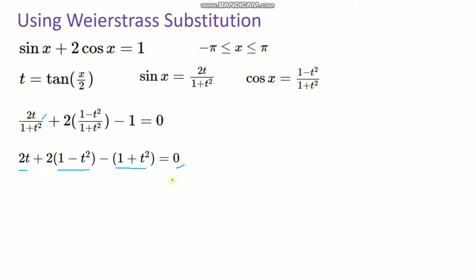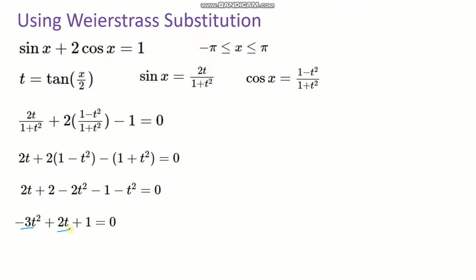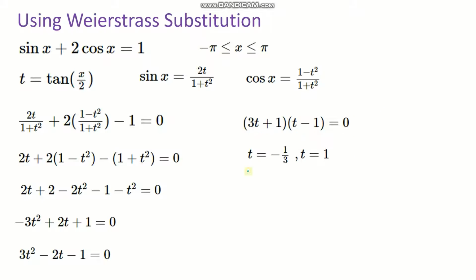Now apply the distributive property, we have 2t plus 2 minus 2t squared minus 1 minus t squared equals 0. Combine like terms, we have negative 3t squared plus 2t plus 1 equals 0. Multiply by negative 1, we have 3t squared minus 2t minus 1 equals 0. Factoring this, we have 3t plus 1 times t minus 1 equals 0. Hence, the solutions are t equals negative 1 over 3 and t equals 1.